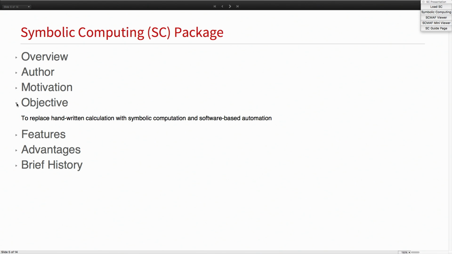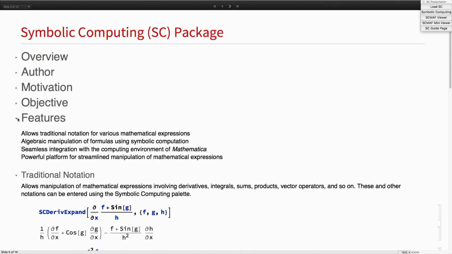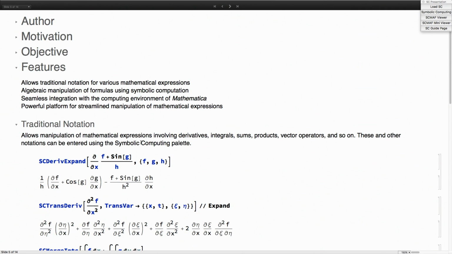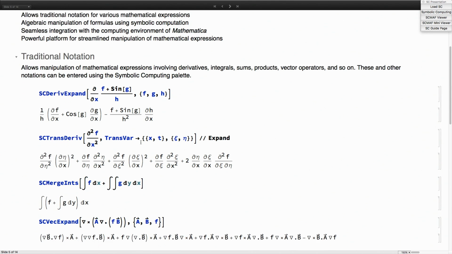The objective is to replace handwritten calculation with symbolic computing and software-based automation. The features: it allows traditional notation, algebraic manipulation, etc., and it provides a powerful platform for streamlined manipulation of mathematical expressions. I'll show you some of the examples here. Before I go ahead, I load the package.